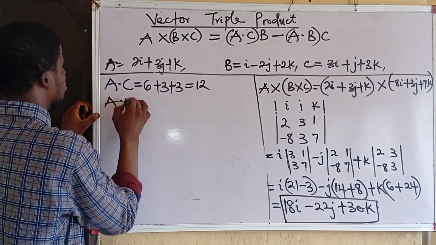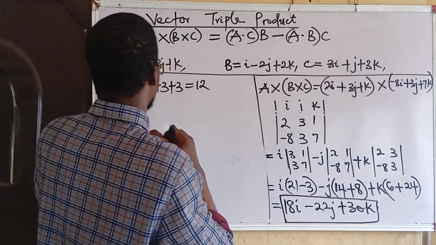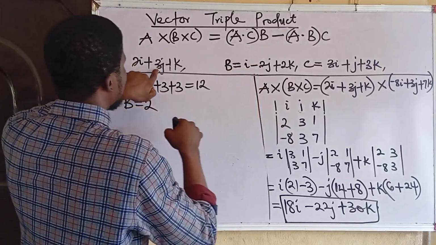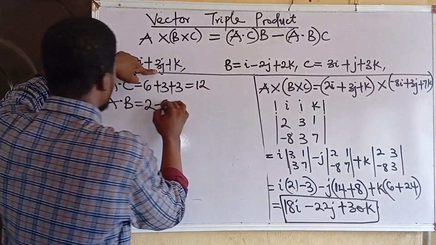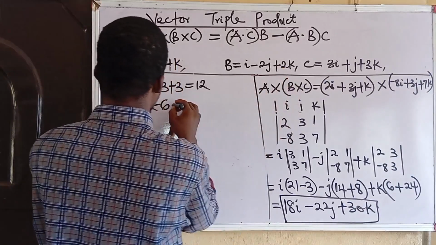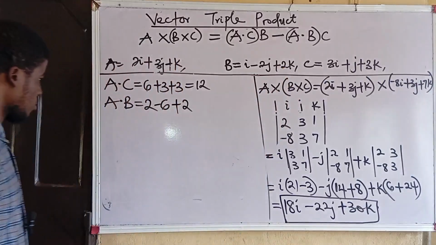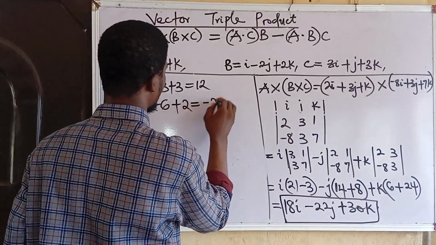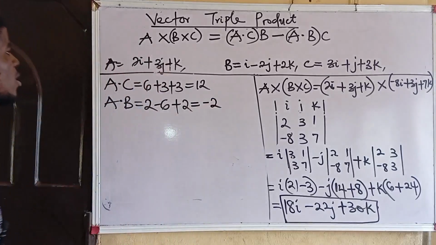Alright, let's do the dot product of A and B. A dot B is this. 2 times 1, which is 2. 3 times minus 2, which is minus 6. 1 times 2 is 2. Okay. 2 plus 2 is 4. 4 minus 6 is minus 2. That's the dot product of A and B.